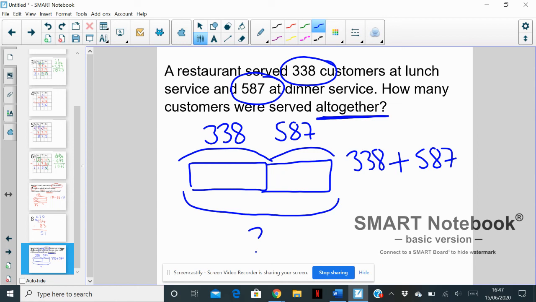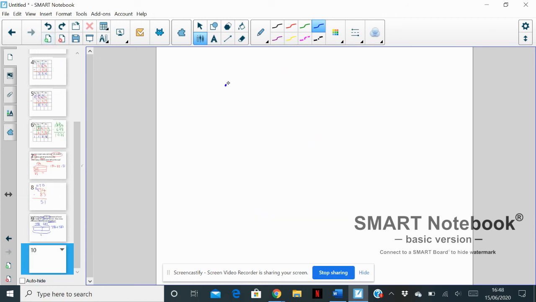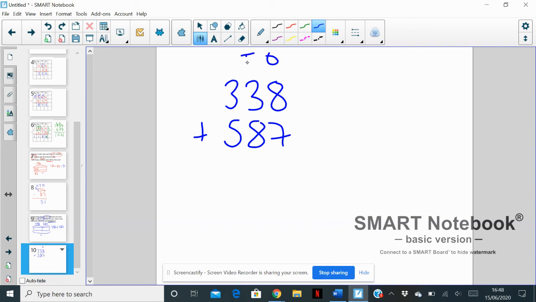And again, because these are larger numbers and I think there's going to be regrouping involved, I'm going to use my column method. So I'm going to set it out. I've got 338 and I'm adding 587. I'll label my columns and get started in the smallest column. So 8 add 7 is 15. So I'm going to regroup 10 of those and keep 5 of them down here.